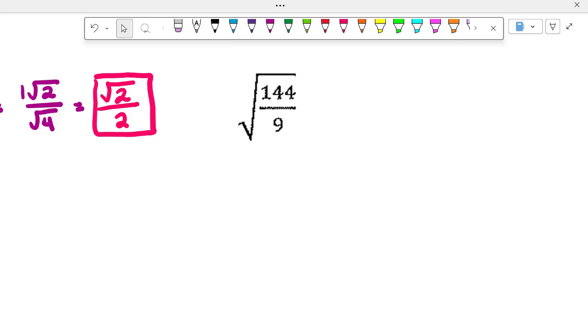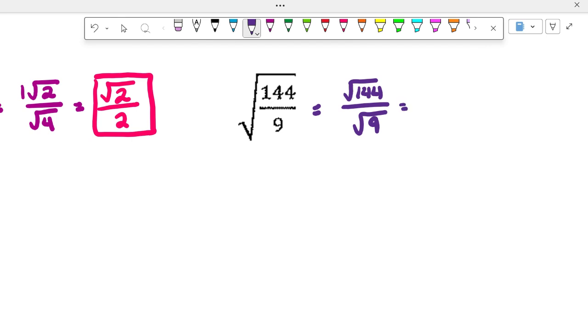Not quite, because we can't rationalize because there's not just a singular square root in the denominator. We can, there you go. We can separate the radical into two separate radicals. Just like with multiplication, how I can separate multiplication under a singular radical into two radicals, I can separate division the same way. So I can do the square root of 144 over the square root of 9. And then I can simplify from there.